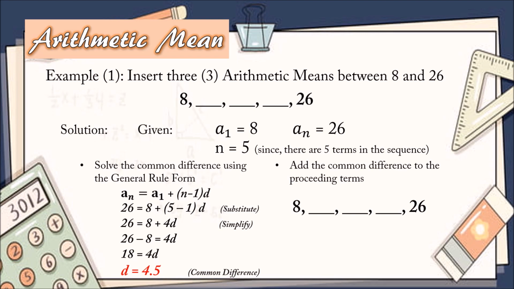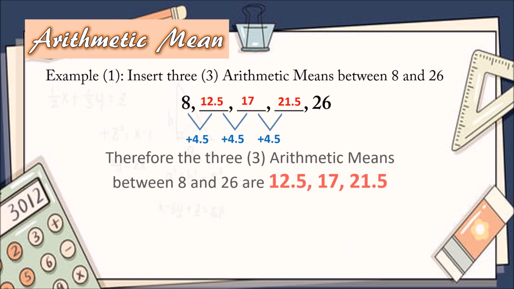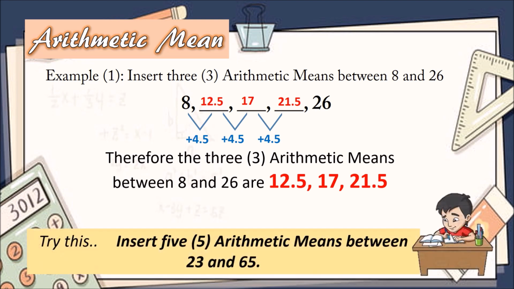So, ang ating terms na 8, blank, blank, blank, and 26. So, si first term, mag-add tayo ng 4.5, which is the common difference. It will be 12.5. Mag-add ulit tayo ng 4.5, it will be 17. 17 plus 4.5 is equal to 21.5. Therefore, the three arithmetic means between 8 and 26 are 12.5, 17, and 21.5. Try this problem. Insert 5 arithmetic means between 23 and 65.